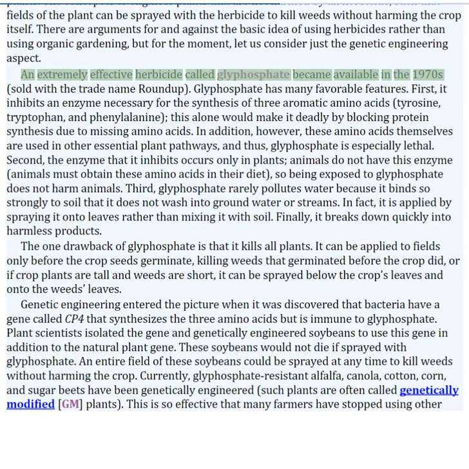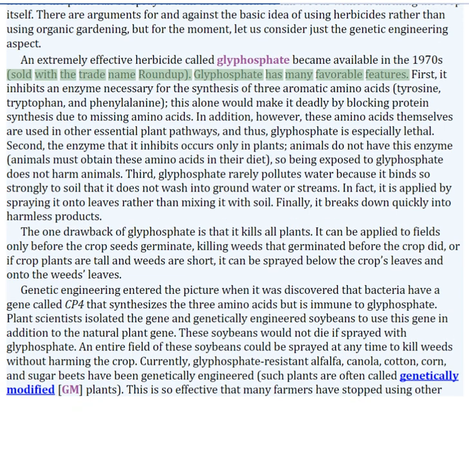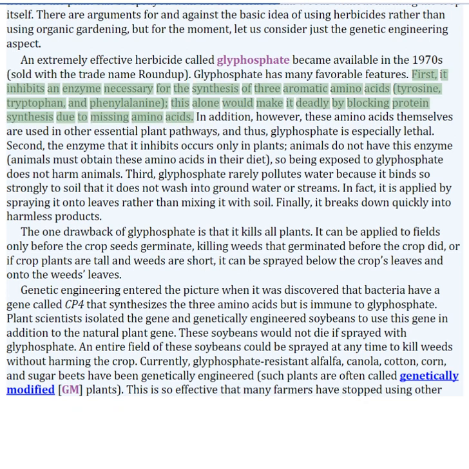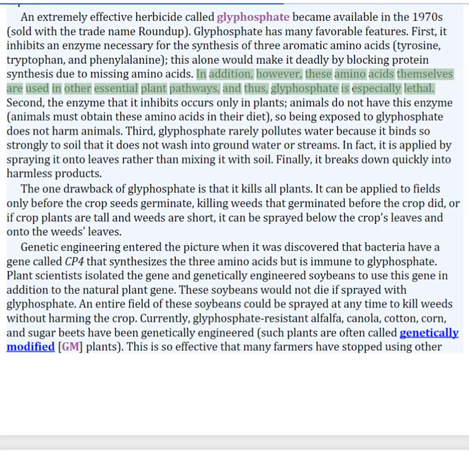An extremely effective herbicide called glyphosate became available in the 1970s. Glyphosate has many favorable features. First, it inhibits an enzyme necessary for the synthesis of 3 aromatic amino acids. This alone would make it deadly by blocking protein synthesis due to missing amino acids. In addition, however, these amino acids themselves are used in other essential plant pathways, and thus, glyphosate is especially lethal.